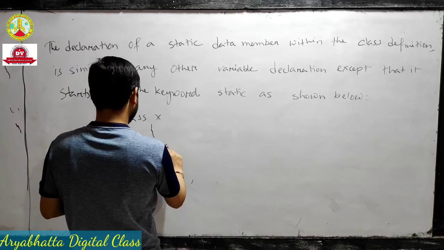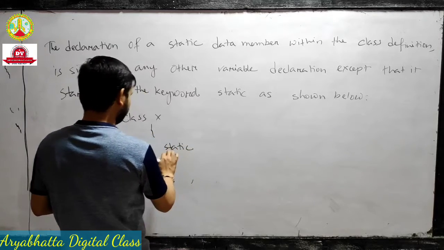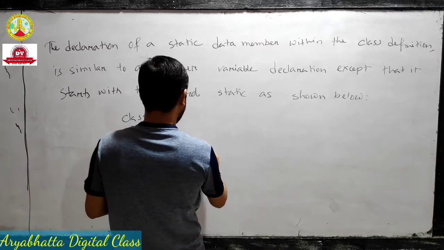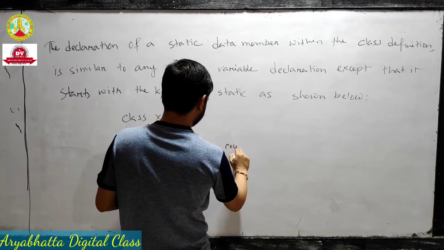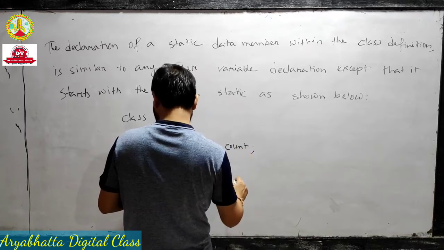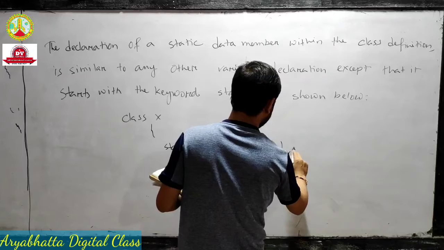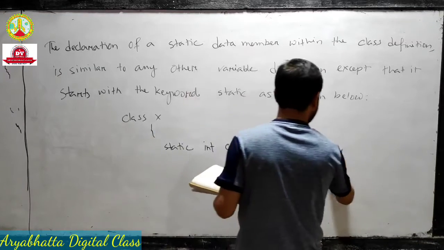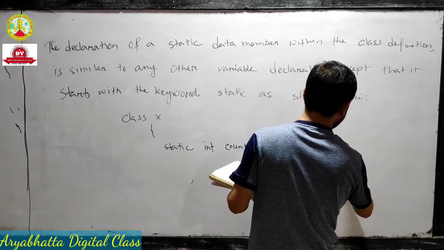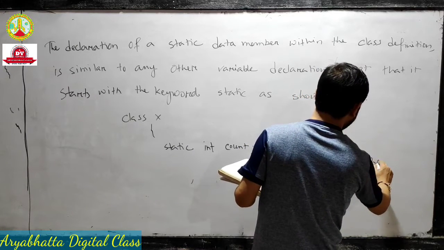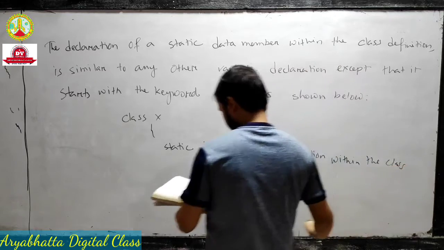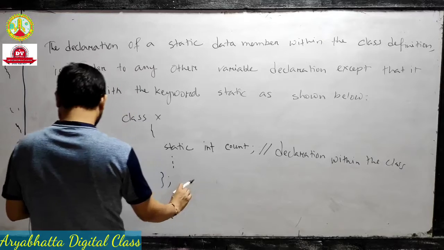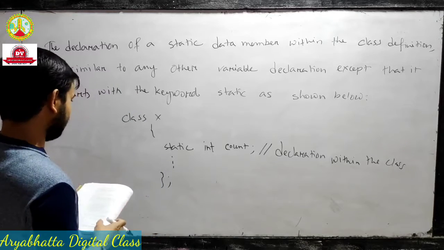Class X, this will be the keyword static, small s, small t, I see static. Int count is the variable. This is an example, okay? You write down here the declaration within the class, okay, but outside the main function. That way it is called globally declared, right?